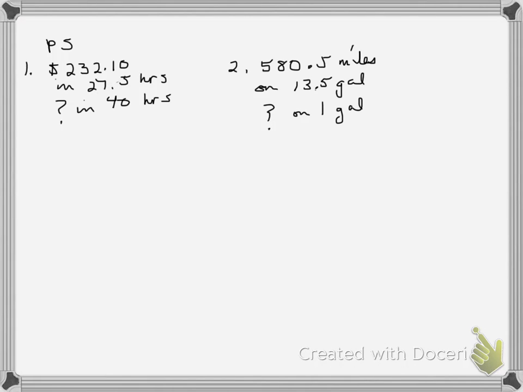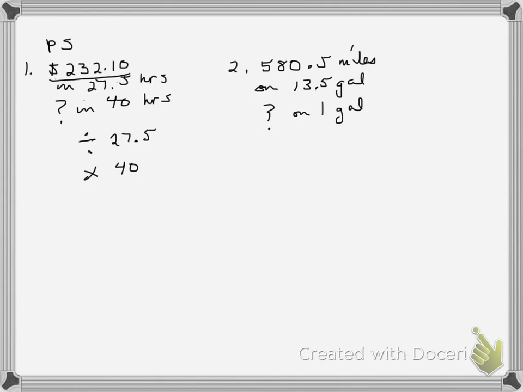Okay, here's my first word problem. So if I have $232.10 in 27.5 hours, there's a couple ways I could solve this, but the way that you are most familiar with right now would be to do it as a 2-part problem. First, I would divide the amount of money I earned by 27.5. That gives me how much I earn per hour, and then I would go back and multiply that amount by 40 to give me how much I would earn in 40 hours, and hopefully that's clear to you.